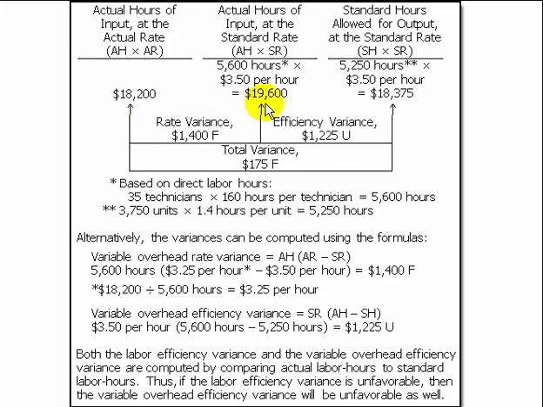We compare this number to this number, 1,400 favorable variance, this number to that number, 1,225 unfavorable. Add the two together, we get 175 favorable, which you can also just calculate directly by comparing the 18,200 of actual expenses to the 18,375 of standard. Now again, you could calculate this by taking actual hours times the difference in the rates. So we take 5,600 of actual hours, calculated there, times the difference between 3.25 and 3.50. And the 3.25 is simply the 18,200 divided by the 5,600.